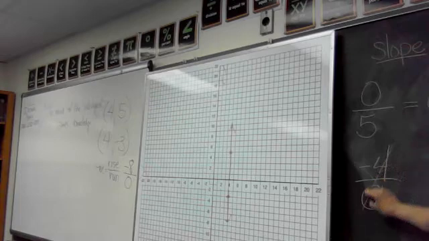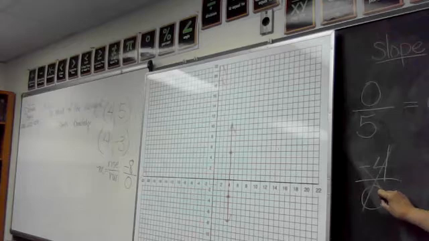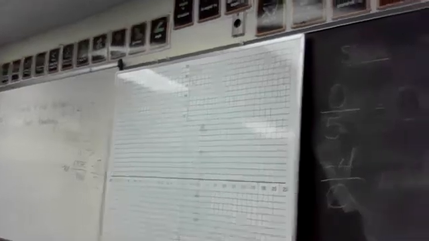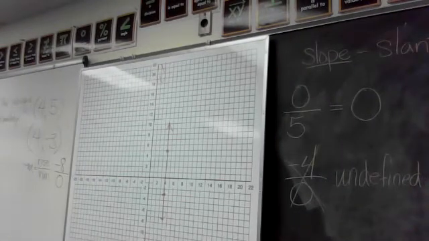Okay, if you find this as a slope, which we did over there with the 0 on the bottom, this indicates an undefined slope, which matches what you put. Undefined slope.